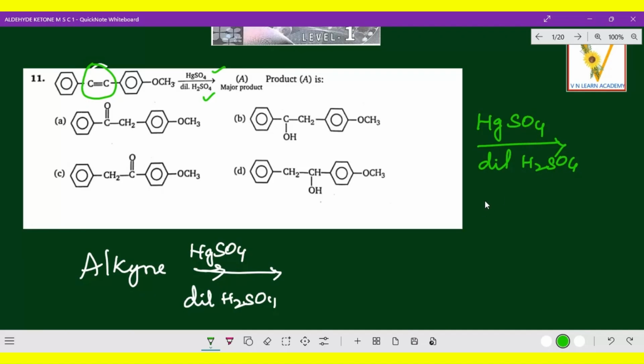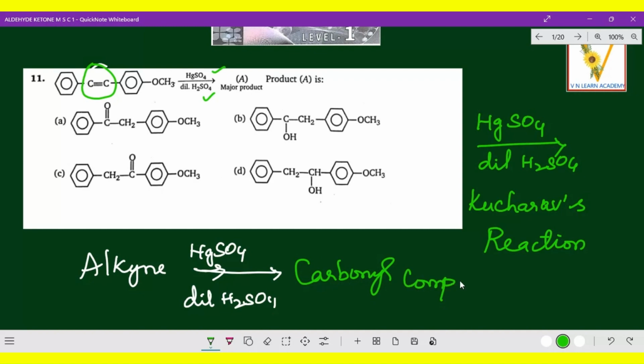What is the name of the reaction? It is called Kucherov's reaction. So what is the speciality of Kucherov's reaction? The alkyne is converted to a carbonyl compound. That is the only speciality. If you want to convert an alkyne triple bond to a carbonyl compound, you can go for Kucherov's reaction. Now, how do we identify the answer?